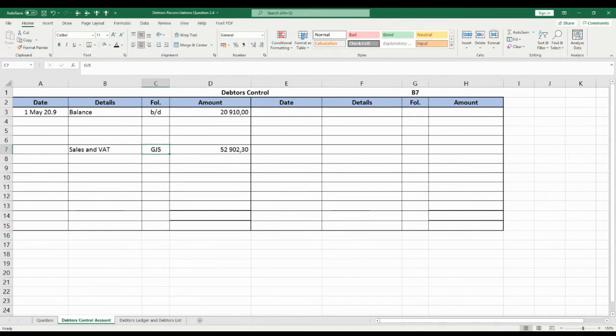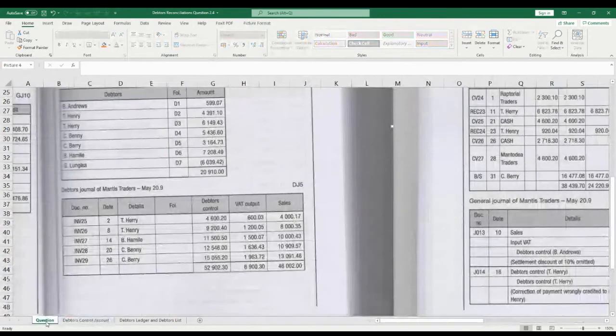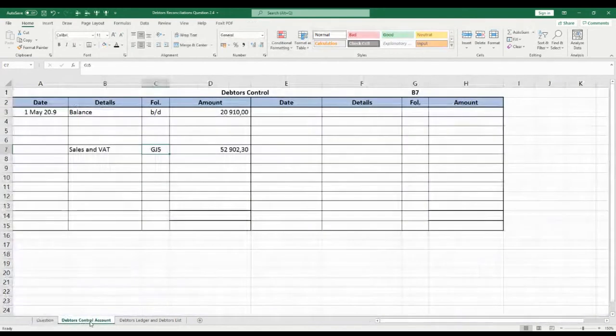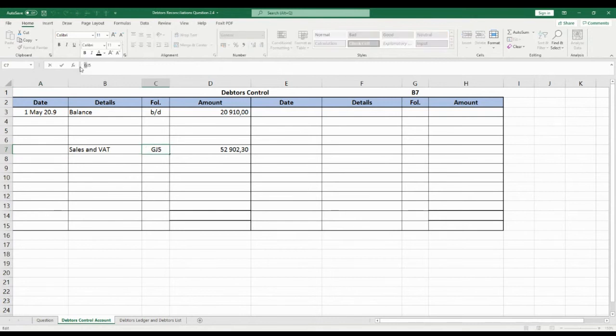Is that the correct one? Let me just quickly check here. Okay, that is the 52,000. Okay, so sales and VAT, and then we put that full amount in there. Okay, but the folio number actually is incorrect. This should not be DJ. This should be DJ, the debtors journal. Okay, so that is what your information should be.